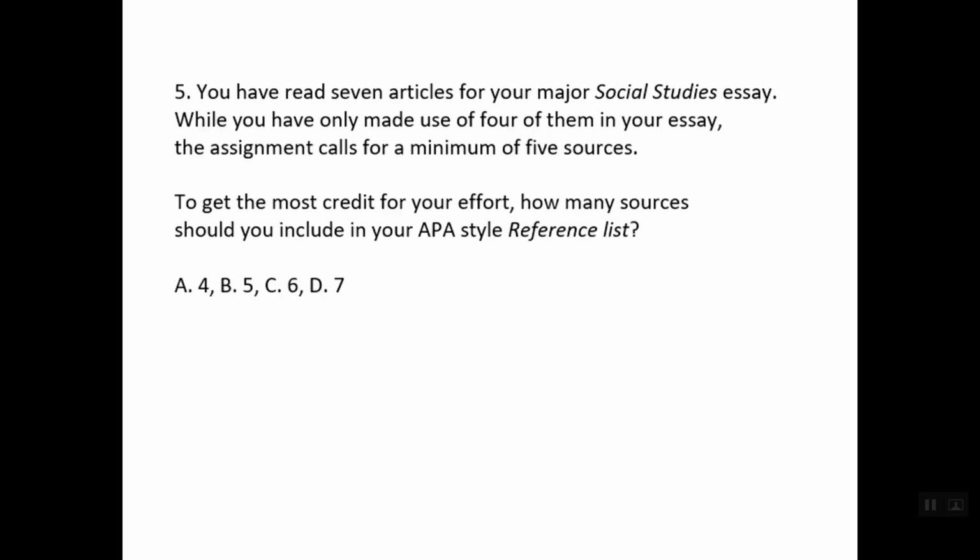Question 5. You have read 7 articles for your major social studies essay. While you have only made use of 4 of them in your essay, the assignment calls for a minimum of 5 sources. To get the most credit for your effort, how many sources should you include in your APA-style reference list? 4, 5, 6, or 7? I'll give you a hint. It's not C.